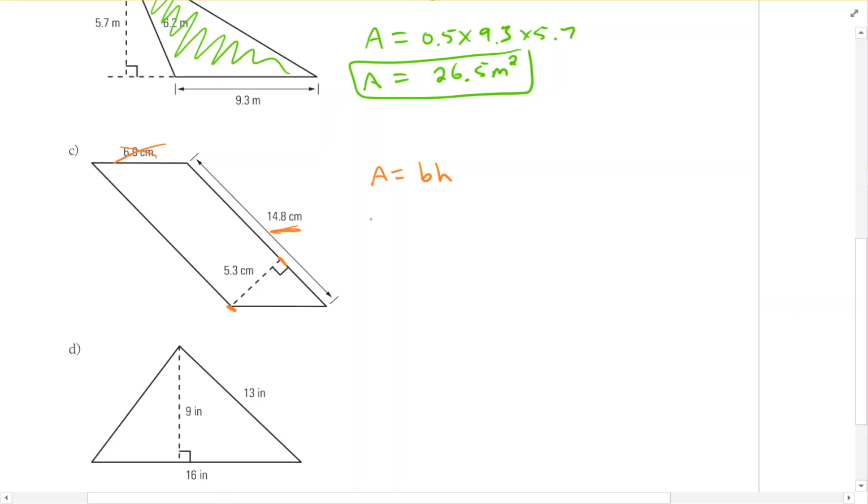Okay, so just filling this in, we'd have A is equal to, the base is 14.8 centimeters. Or if you want to just leave the units out for now, that's fine. 14.8 times 5.3. So the area is equal to 78.4 centimeters.